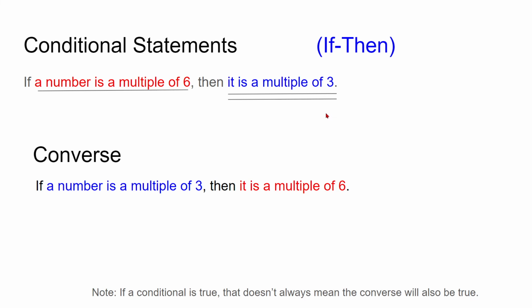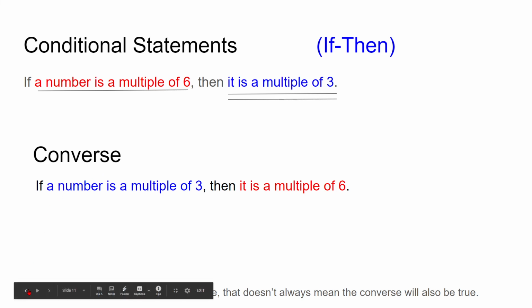But on the bottom, there's that note that says sometimes your conditional statement, when you make a converse, the converse isn't true. So on here, read through the converse, see if it works. If a number is a multiple of 3, that would be 3, 6, 9, 12, 15, etc. Then it is a multiple of 6. Well, 6 works, and 12 works, and 18 works, but then there was the multiple of 3 like 9. 9 is not a multiple of 6. So even though the original conditional statement was true, we still have to double check our converse to see if it's also true. Sometimes it is, sometimes it isn't.